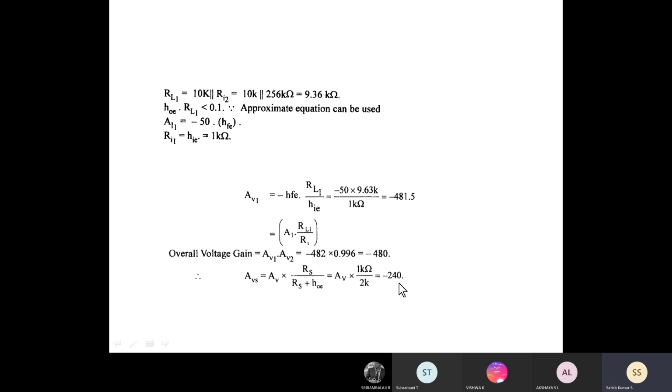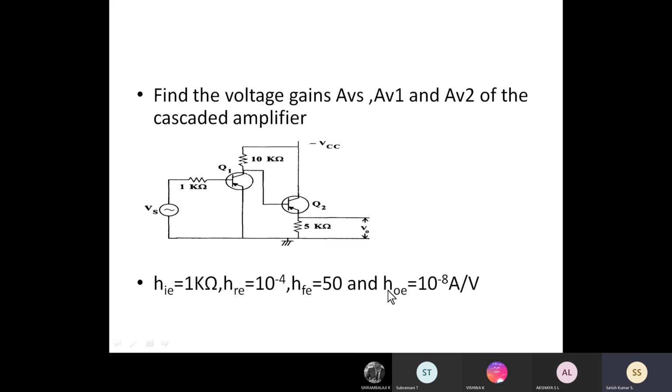Okay. So this is all they asked in the problem. I will read it again. They asked to calculate AVS. AVS is nothing but the voltage gain at the source side, the voltage gain at the source terminal. So please remember, AVS is the voltage gain at the source terminal. AV1 is the voltage gain at the first transistor. AV2 is the voltage gain at the second transistor. So these three things we have to calculate.